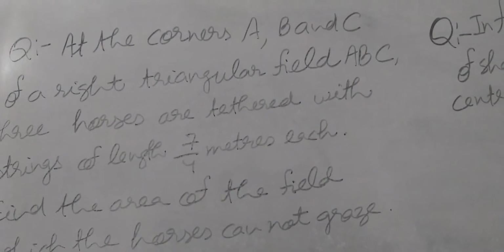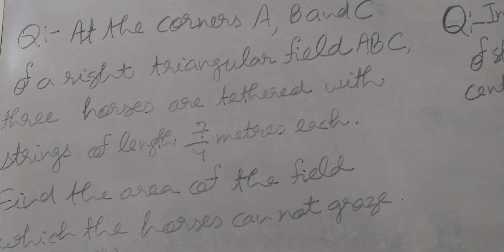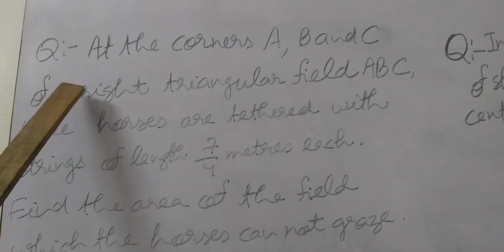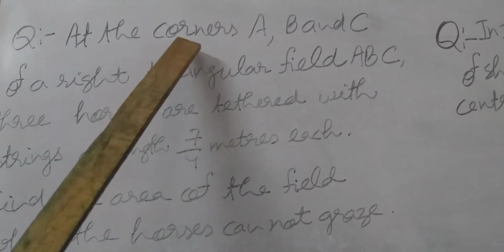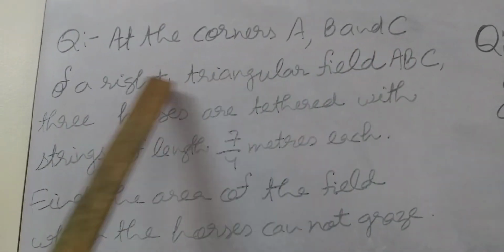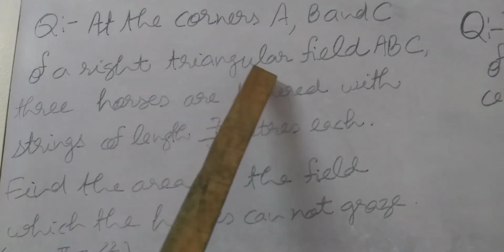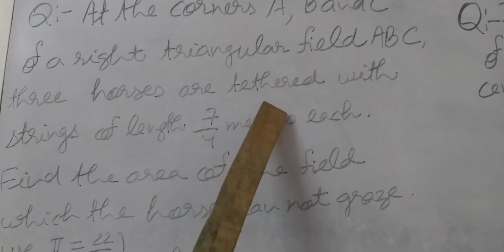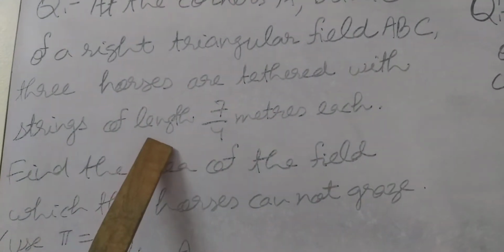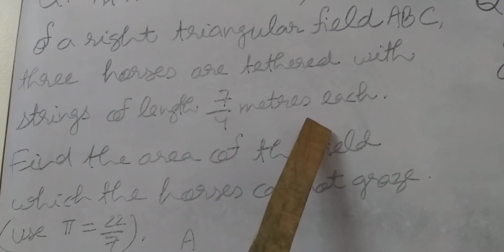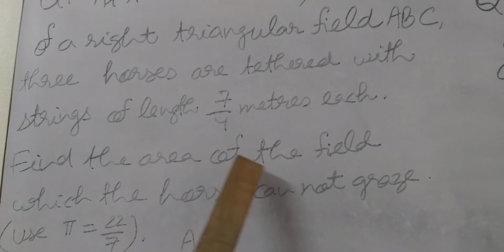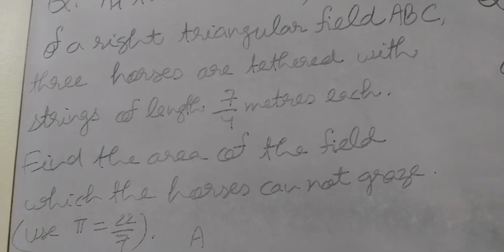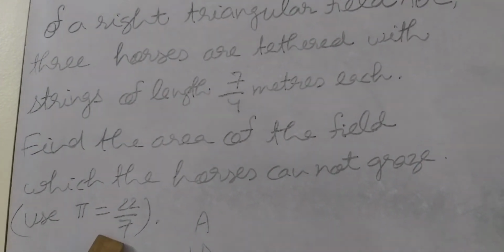Hello students, let us solve more questions of area related to circle. Question: At the corners A, B and C of a right angle triangle field ABC, three horses are tethered with string of length 7/4 meters each. Find the area of the field which the horses cannot graze. Use pi equal to 22/7.